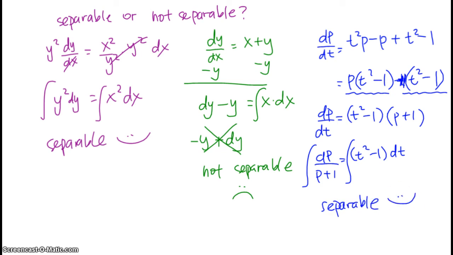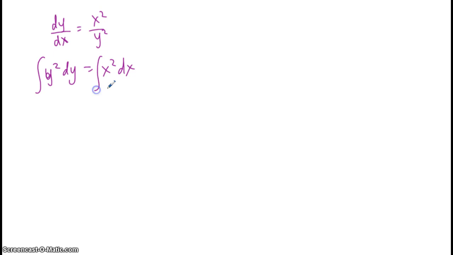Okay? So now let's take a look at some constants. In the very first example that we did, we had dy/dx is equal to x squared over y squared, right? So when I separate the variables, I multiply both sides by y squared to get the y squared onto one side, multiply both sides by dx, and get the x squared, something like that. And what I can do is integrate.